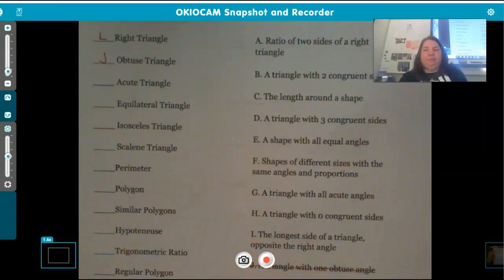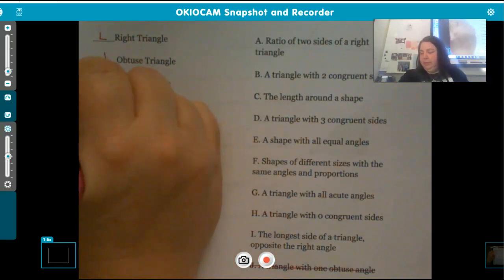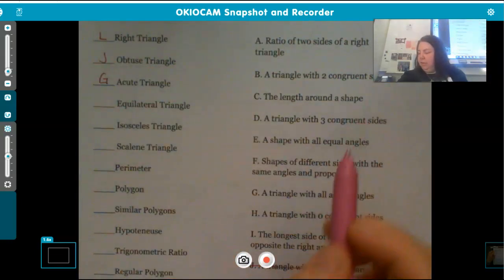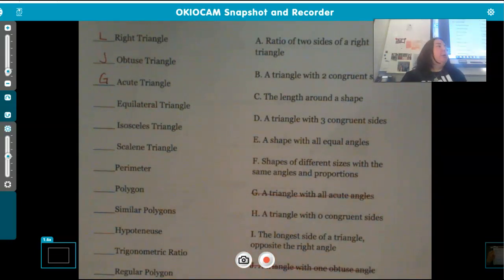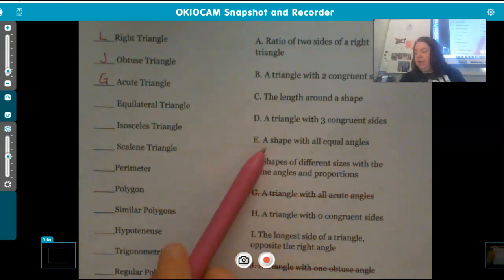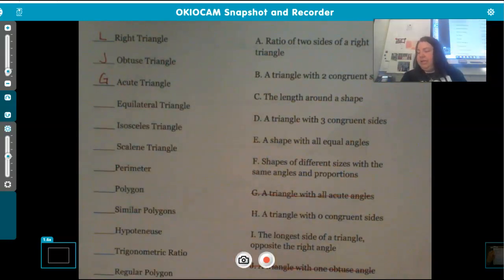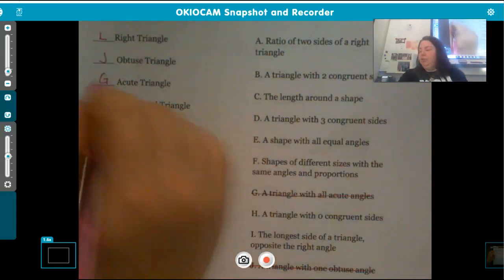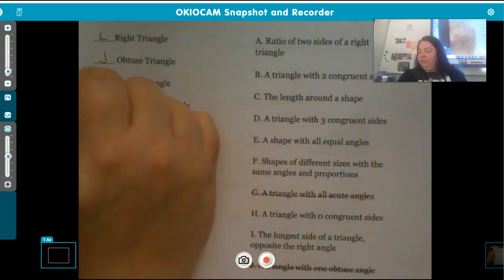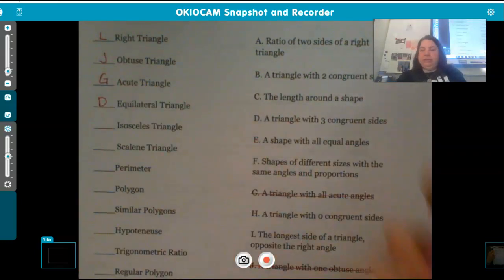Acute triangle. A triangle with all acute angles. Equilateral triangle. Close. It's not E, because lateral is not. Yes, it is D. A triangle with three congruent sides. So lateral means side. So it's a triangle with three congruent sides.